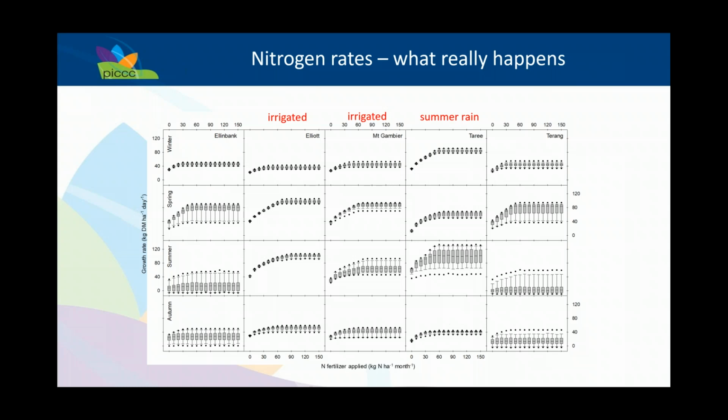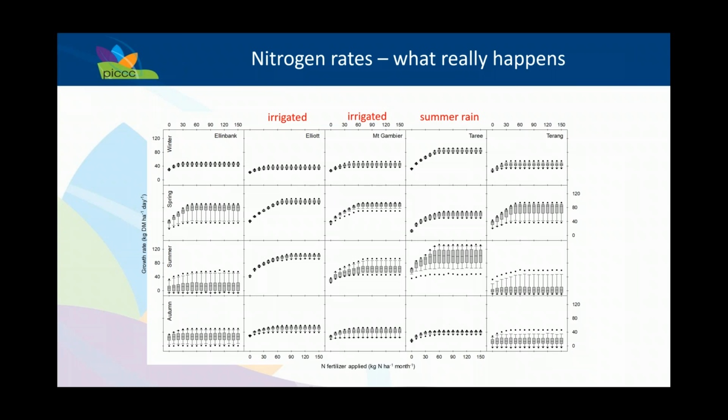So when you look at these graphs, think of the middle line as the average and the shape of the response, but also think of the tails as being some signal that there's some uncertainty, that there are some years that fail. So I'll tell the story now.